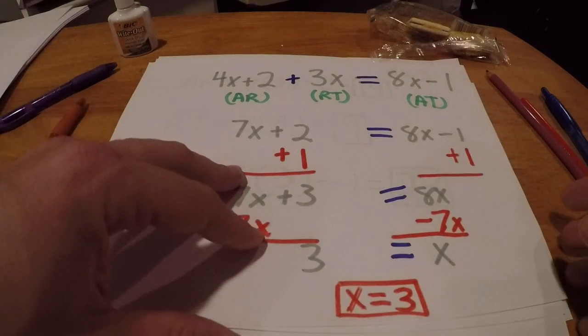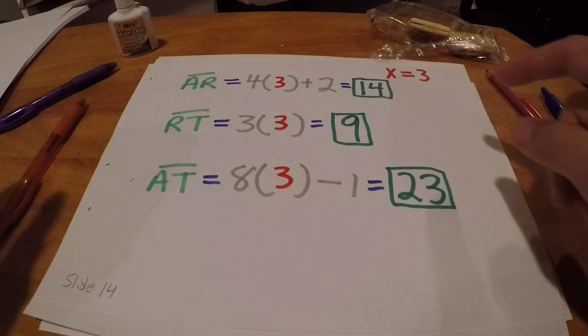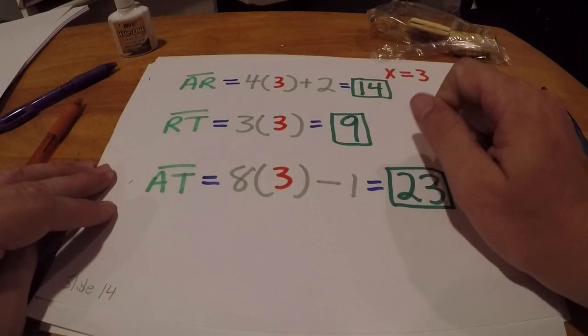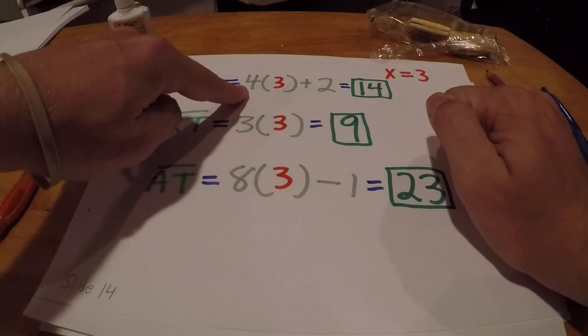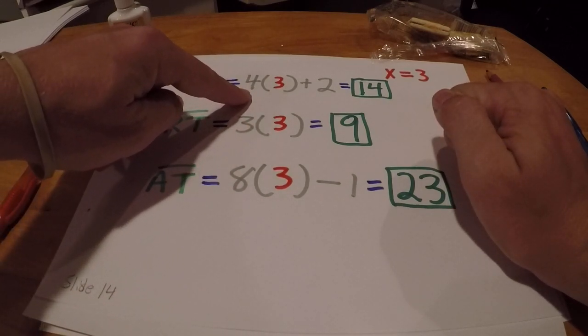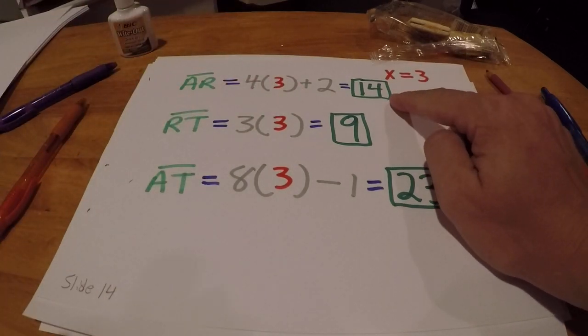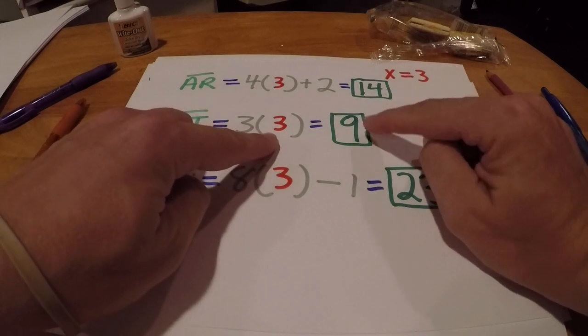Now, that is part of our answer, but it's not our final answer. We need to take this x equals 3 and put it into each equation. So we had 4x plus 2, 3x, and 8x minus 1, to remind you. So we plugged it in. 4 times 3 is 12. 12 plus 2 is 14. And then we simply had 3 times 3, which is 9.